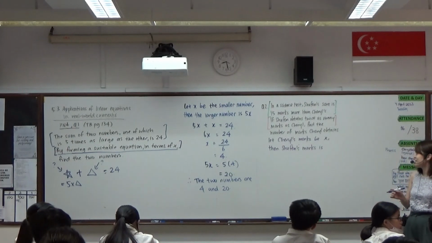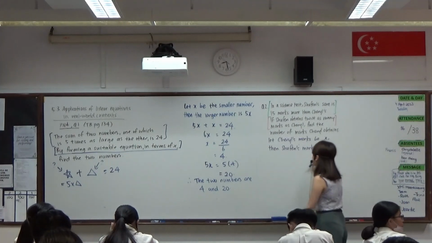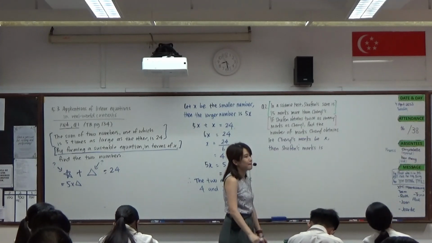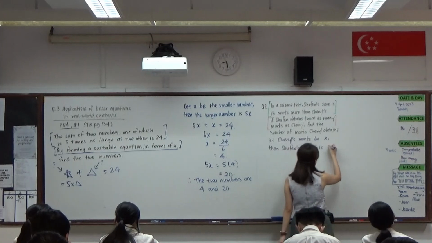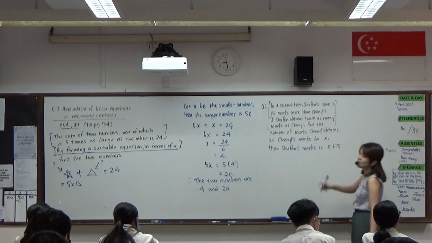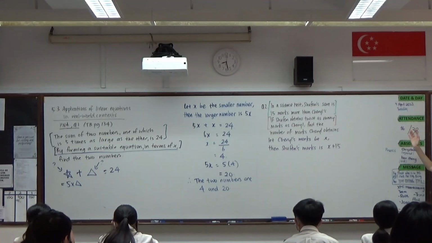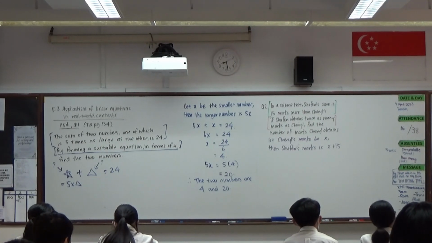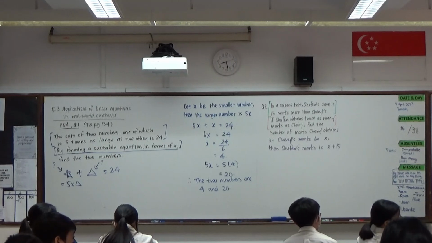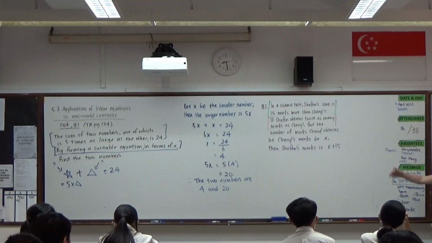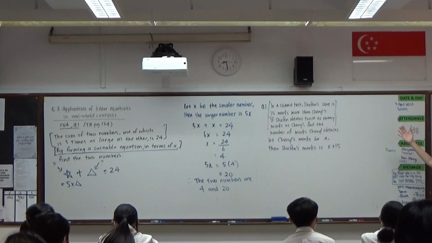Apologies. Actually, can you tell me how will you write down what is Shufan's marks going to be? X plus 15, okay? And I have a show of hands, how many of you will agree with Asher? X plus 15. No? Okay, then let's see someone else. If it's not X plus 15, what will you write down then? Yes, please. 2X. Okay? How many of you would choose 2X?